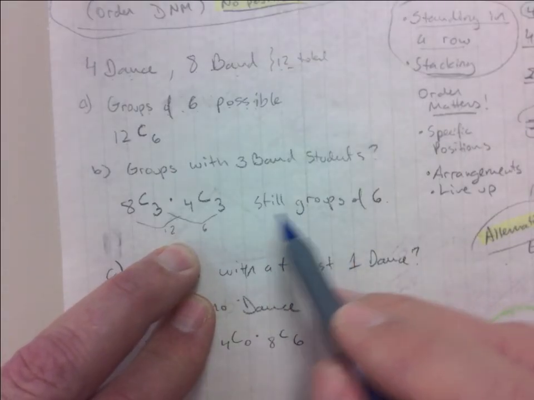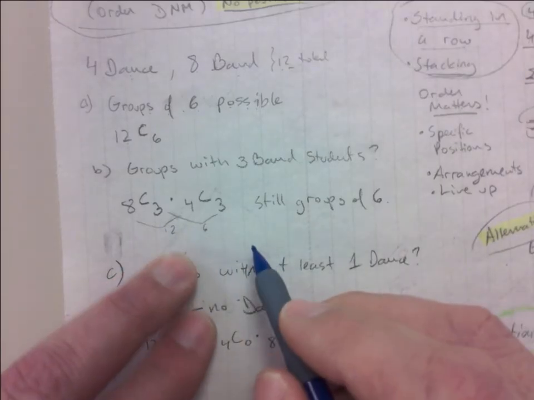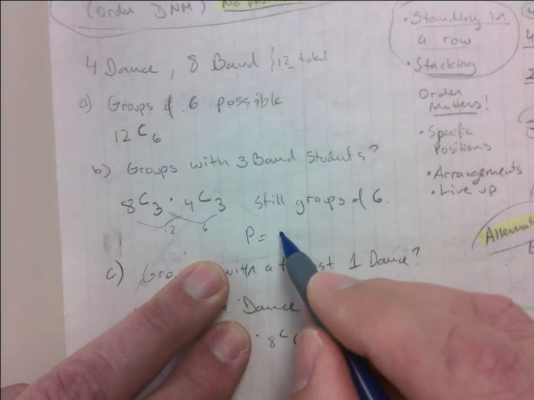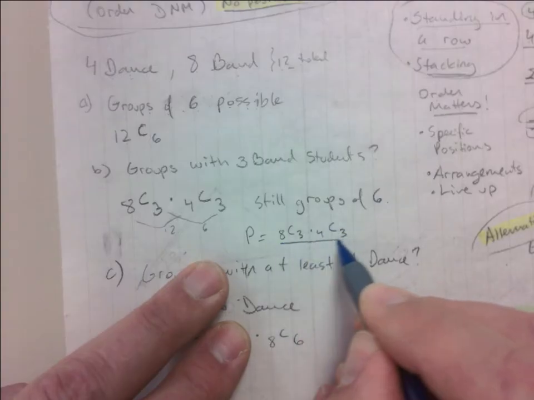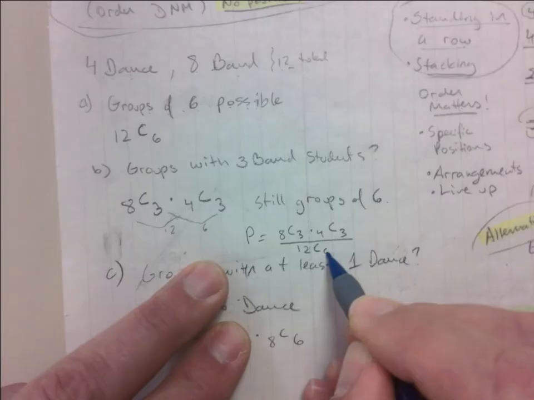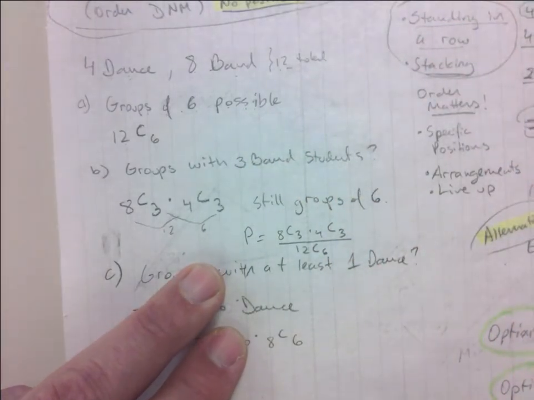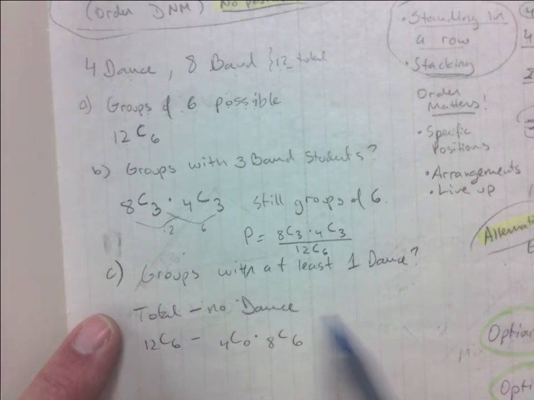So this would be your number of ways. So if you wanted a probability of this happening, of there being 3 band students, it's 8 choose 3, 4 choose 3, over 12 choose 6. Okay, that is this one over here. I'm not going to solve it because right now it's a matter of just understanding the concept.